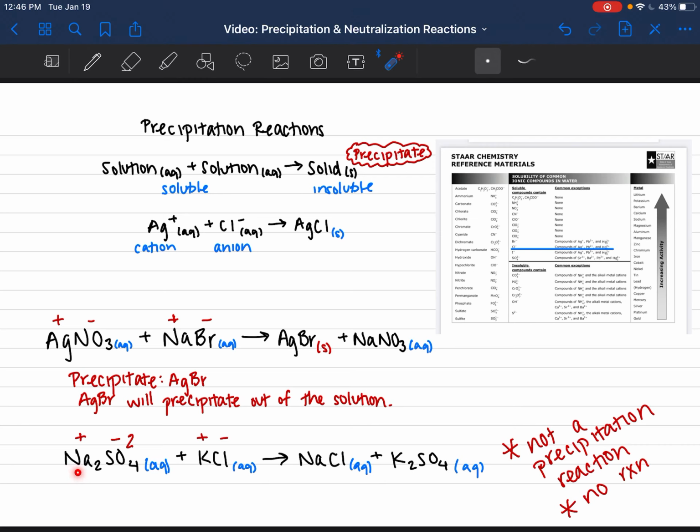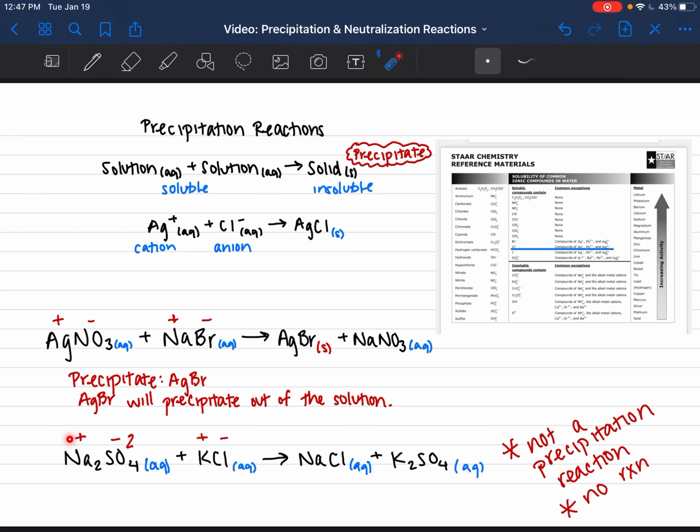Let's look at another example. We have sodium sulfate, and I went ahead and reminded us up here that sulfate has a 2- charge. So when we look for sulfate on this table, sulfate is right here at the bottom. It is soluble except with these 4 exceptions. And again, to see a bigger one, go ahead and look at your reference sheet that you have. This does not fit the exceptions, so we know this is soluble. And then we have potassium chloride. Chloride is soluble except with these exceptions. This is not part of these exceptions, so this is also aqueous since it is soluble.